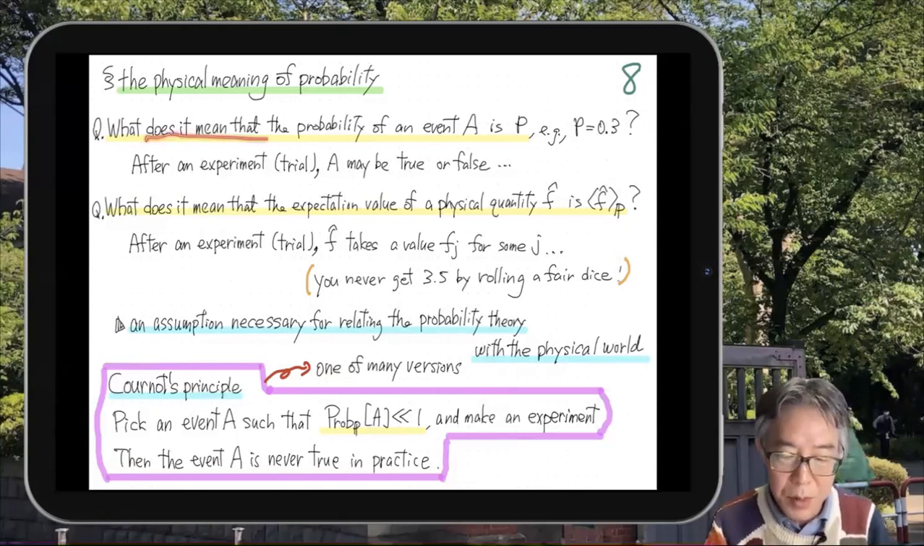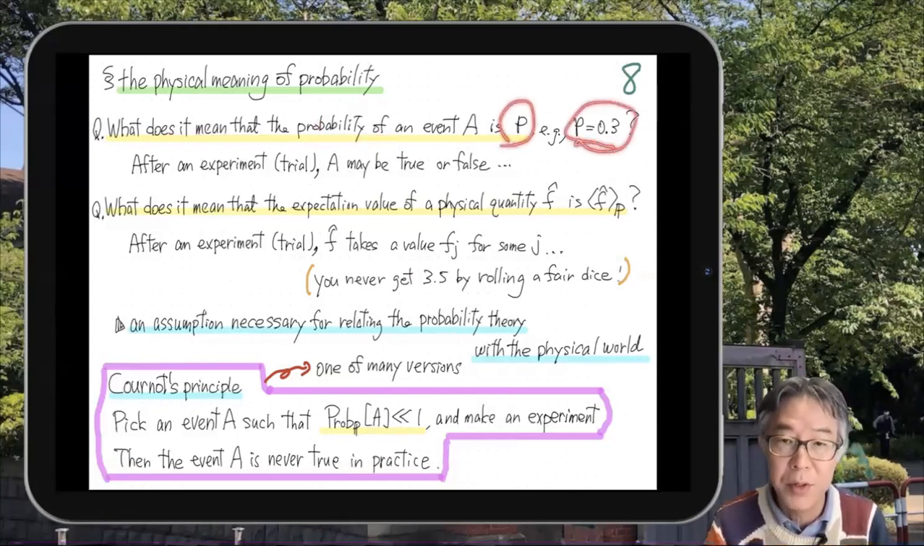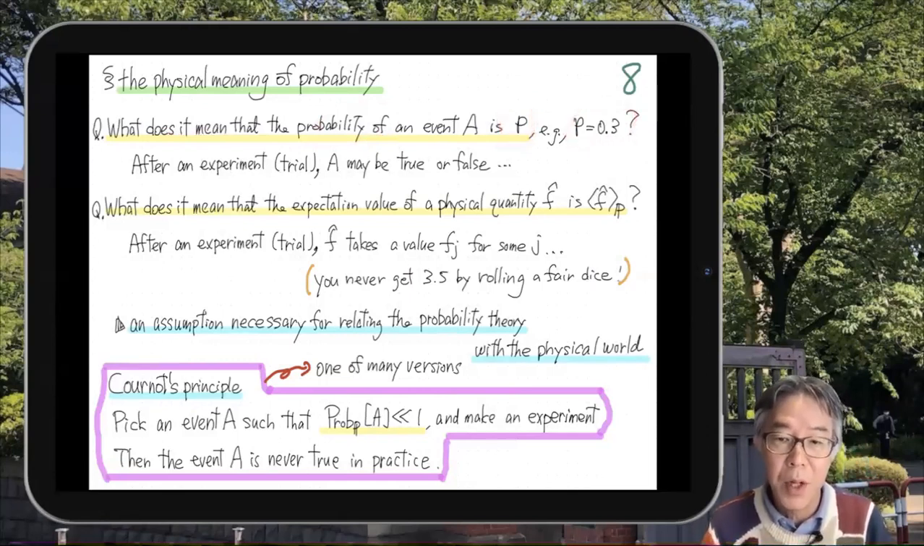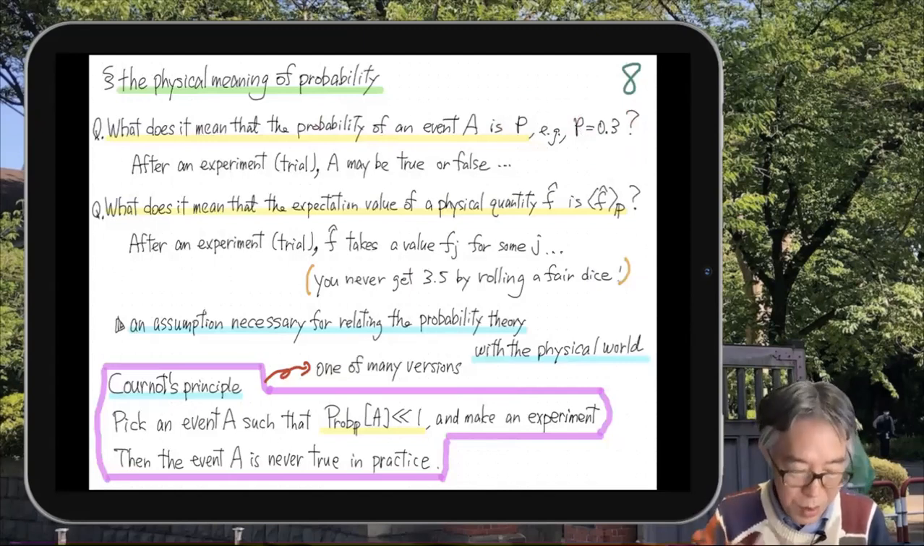What does it mean that the probability of an event A is P, for example, 0.3? What does this number mean? For example, you have a button and a box here, and somebody says that if you press this button, the box is going to explode with probability 0.3, and you press. And well, if nothing happens, you say that, okay, that's 70%, it's quite likely, but it may explode.